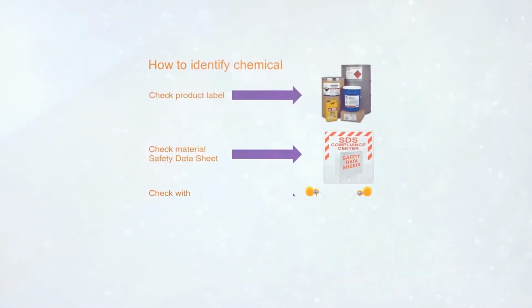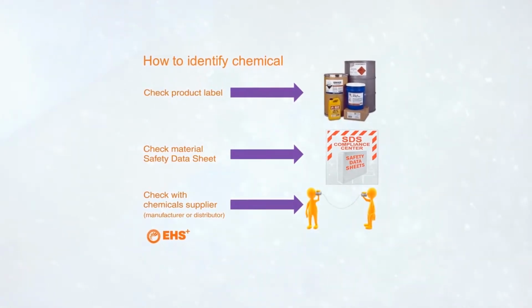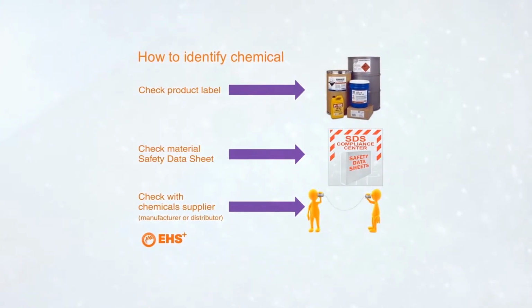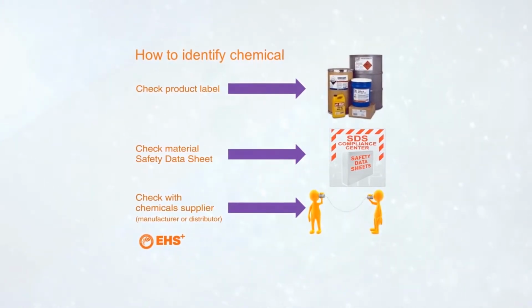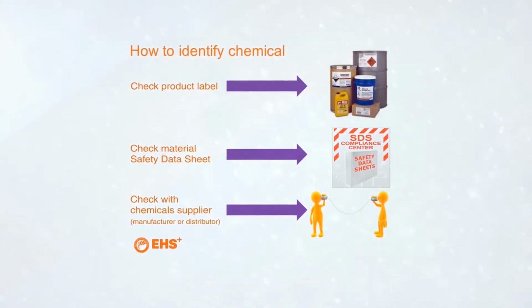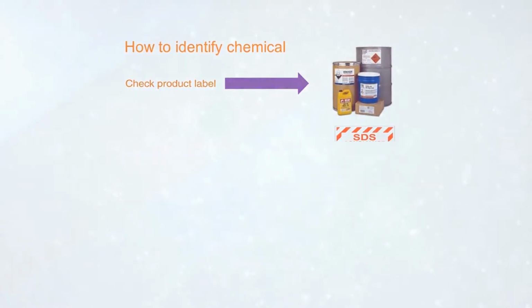We can check all this information from the chemical label which is posted on the container. We can also refer back to safety data sheets where all the detailed information regarding the chemical is available. And also we need to continuously communicate with our manufacturer or distributor to find out what all the hazardous properties of the chemical are. Now let's go through it one by one.